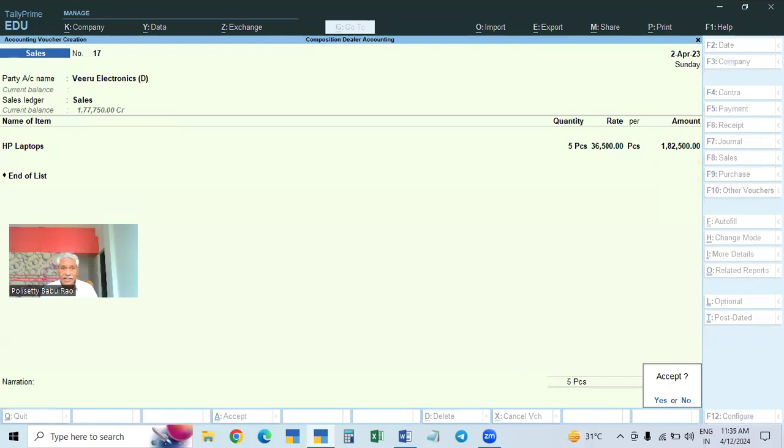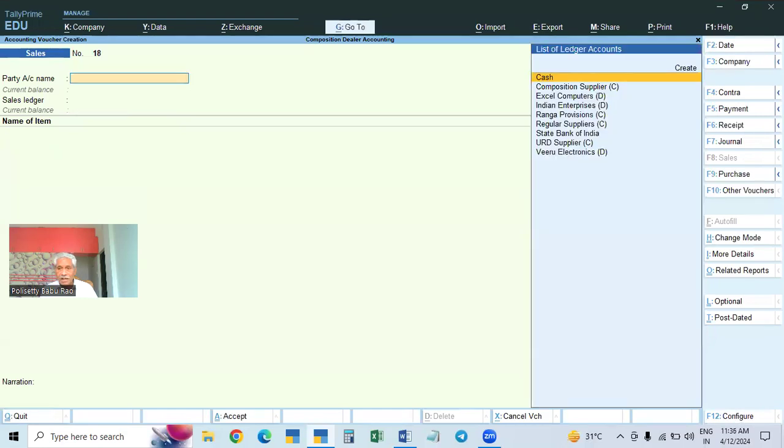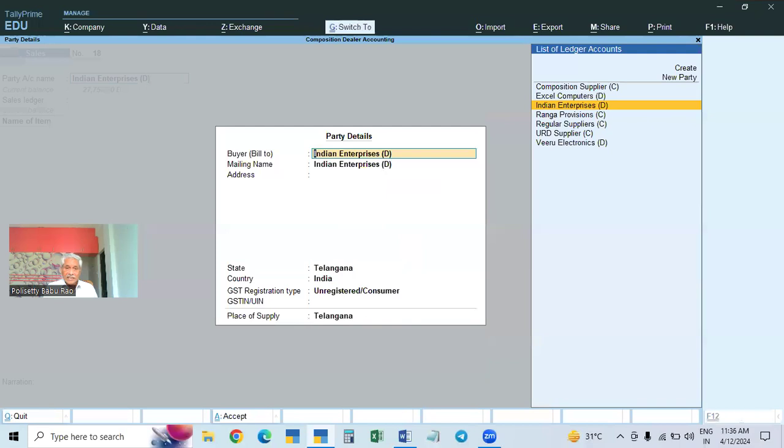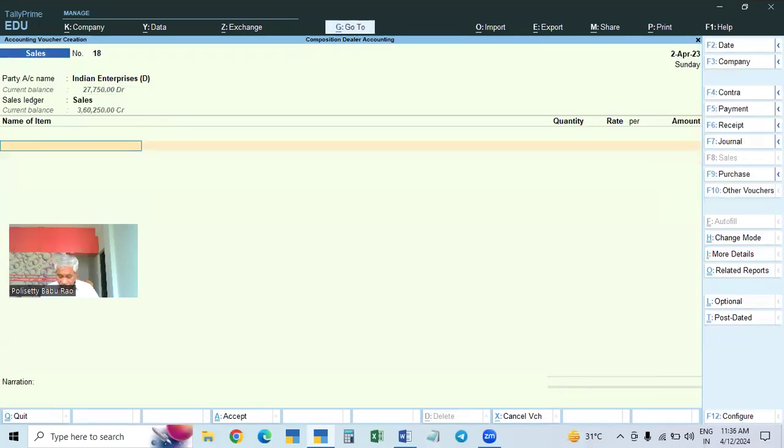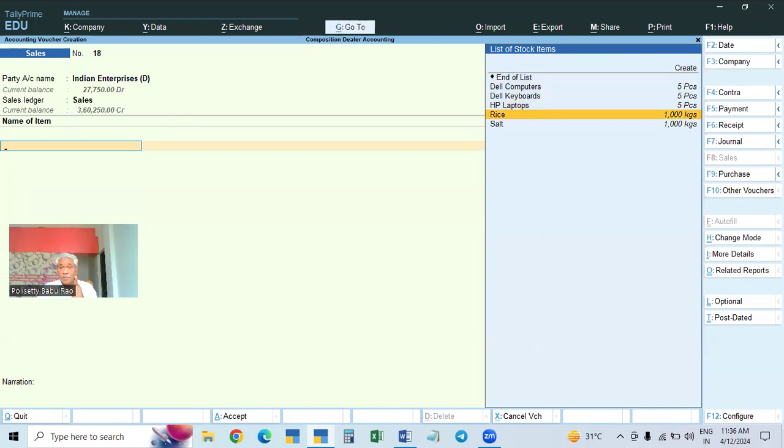And then the next one, again we sell to another. I'll sell to Indian Enterprises, for example, Telangana unregistered sales. Here, exempt and nil-rated goods should not be added in the taxable supplies. In the taxable supply bill, we should not accept them, because taxable goods and non-taxable goods should be on separate bills. Even for a regular dealer, or anybody, the two should not be combined. I will tell you why.